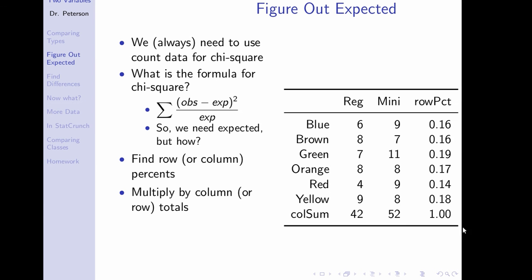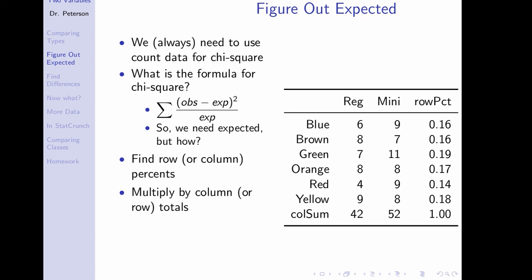Here, for example, we can show that 16% of all of the M&Ms are blue, 16% are brown, 19% are green, 17% orange, 14% red, 18% yellow, for a total of 1. Because remember, proportions always sum to 1 when it fills the sample space.